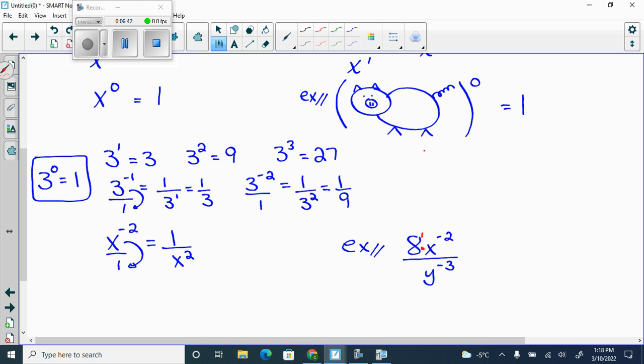So you're going to take the x to the negative 2, you're going to bring it down here, and it's going to become x to the positive 2. You're going to take y to the negative 3, and you're going to bring it up here, and it's going to be y to the 3. So we're going to get 8y cubed over x squared. So those are the grade 10 rules we learned, correct?